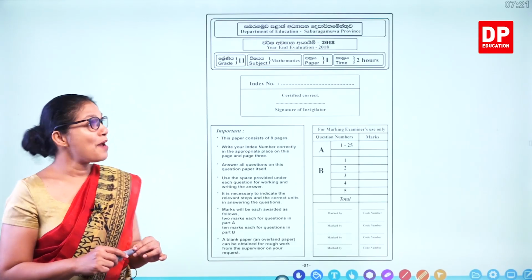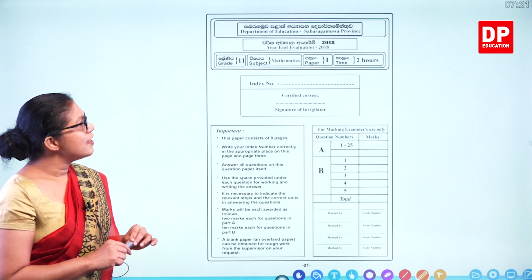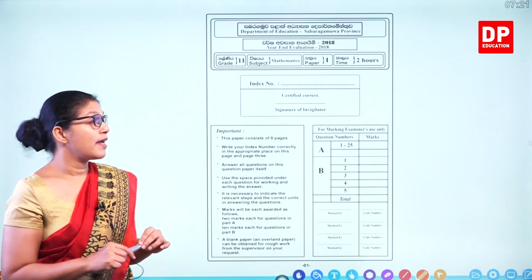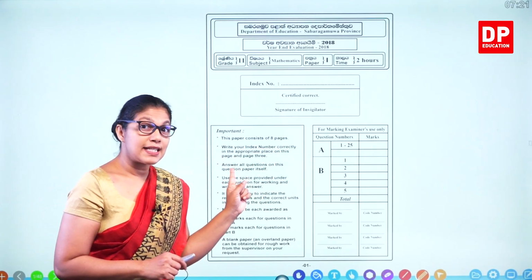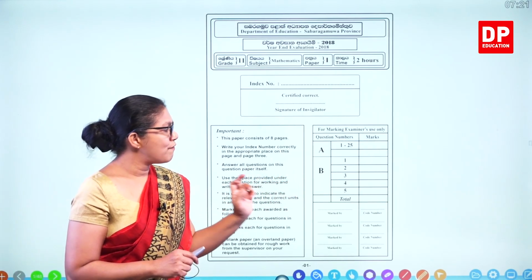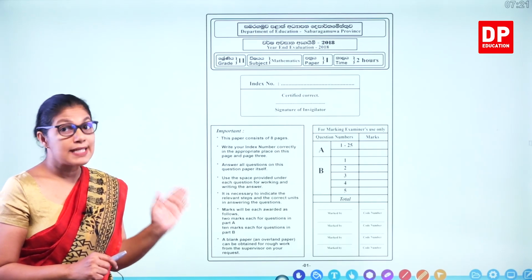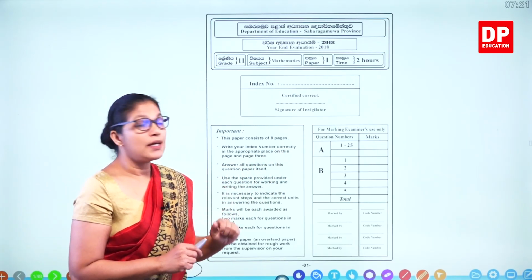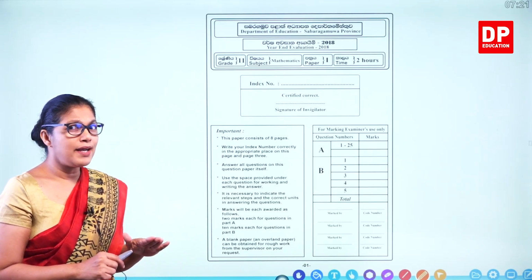Hello students, today I am here to discuss the Department of Education, Sabaragamuwa Province Year-End Evaluation 2018. So this is paper 1, you get 2 hours and you get 2 parts. Part A, 25 short questions and part B, 5 long questions. So when it comes to the time, paper 1 part A 1 hour and part B 1 hour.